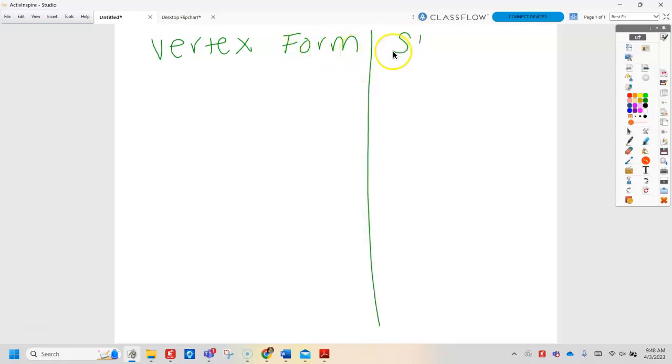Tomorrow, there are pretty much 3 key ideas. You need to know vertex form. That's what I said, you may need to use the back of your paper. And standard form.